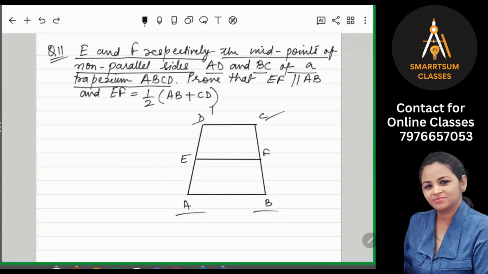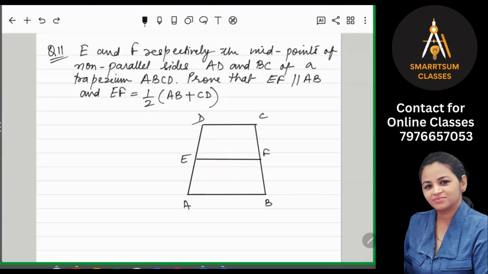Now, what you have to prove? You have to prove that EF is parallel to AB, and EF is equal to half of AB plus CD. Okay, so this is the question. Let's see how to solve this.